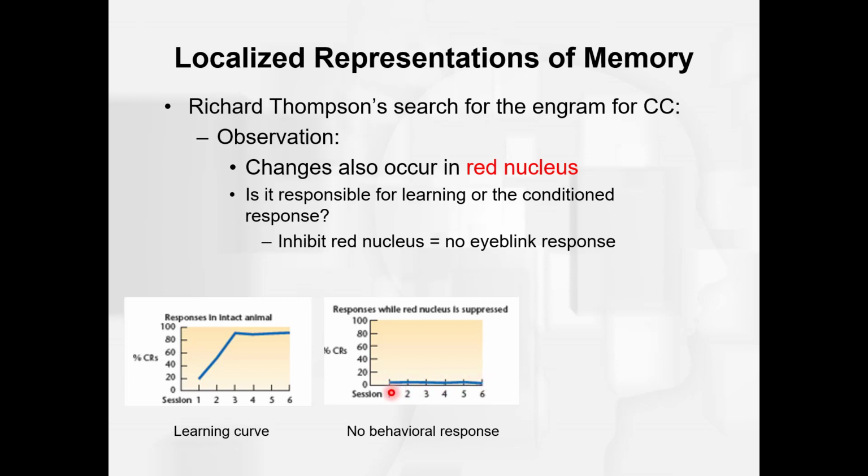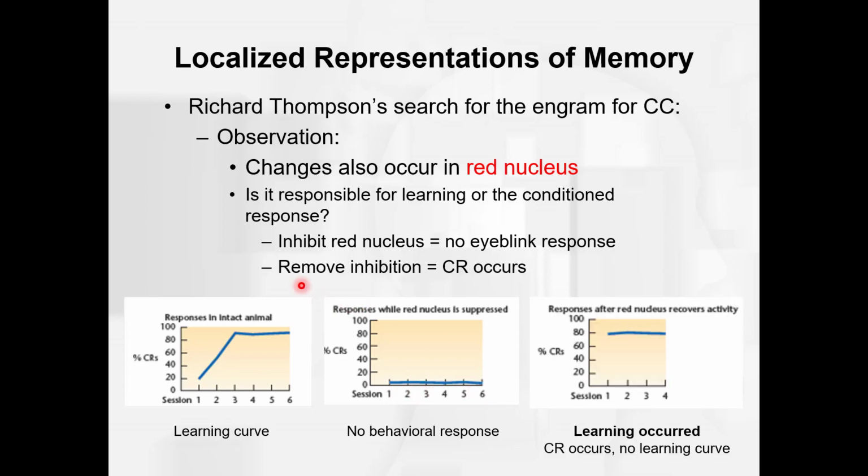Here we have a tone, puff of air, no eye blink, tone, puff of air, no eye blink, and so on and so forth. However, once you remove that inhibition, the conditioned response occurs. So notice here, this is again, let's say sessions 1 through 6, the animal recovers, now sessions 7, 8, 9, 10, no learning had to happen. All of a sudden, boom, the eye blink occurs, suggesting that the learning was occurring here. You just couldn't see that eye blink response.